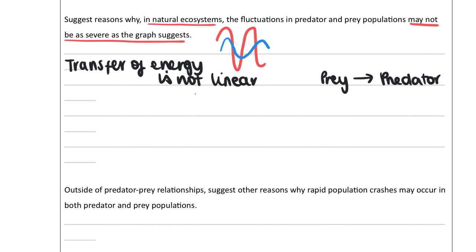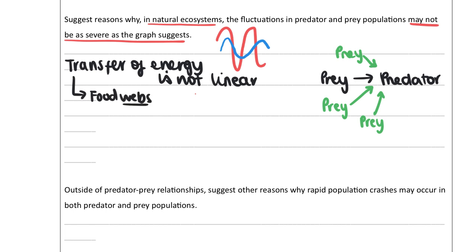Instead, what we see in lots of ecosystems is that we have alternative prey organisms. Okay, so a predator might have multiple sources of food that they can eat at varying times, and therefore that kind of load of being eaten, if you like, from the prey is shared between all of those different species. So the transfer of energy is not linear, and instead we see food webs rather than food chains.